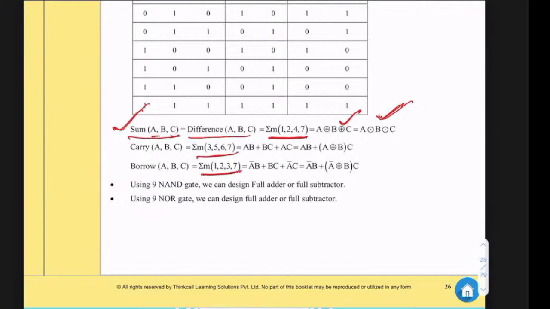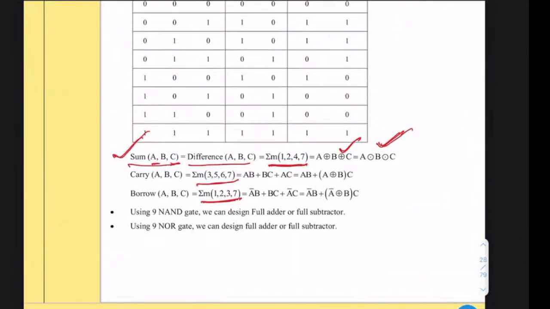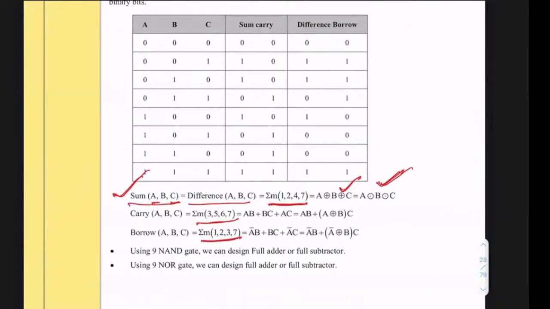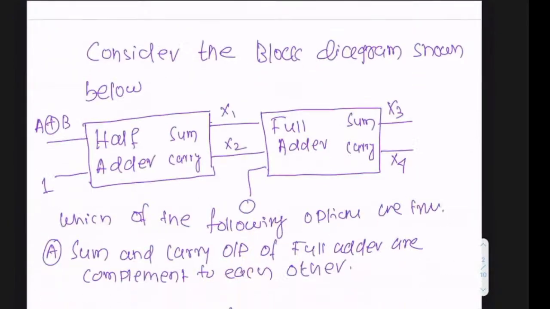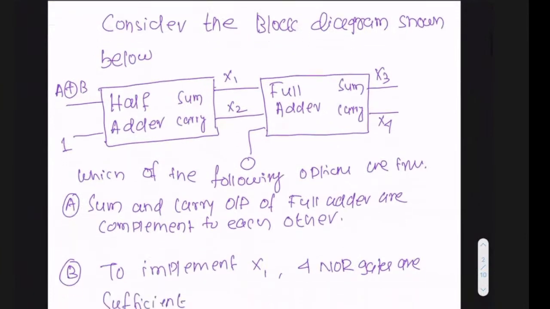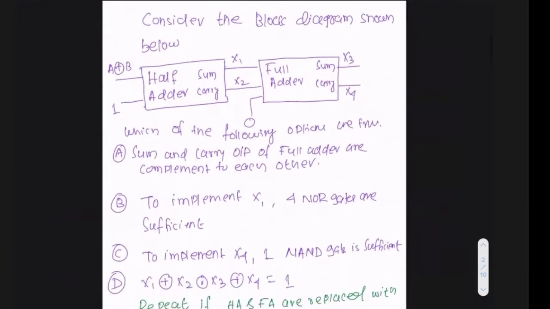This much information is enough to answer most of the questions targeted on the full adder, full subtractor, half adder, and half subtractor. So let's see the questions from this, and then we'll go into the next adder. Here is the question, and intentionally I have designed it as an MSQ question.